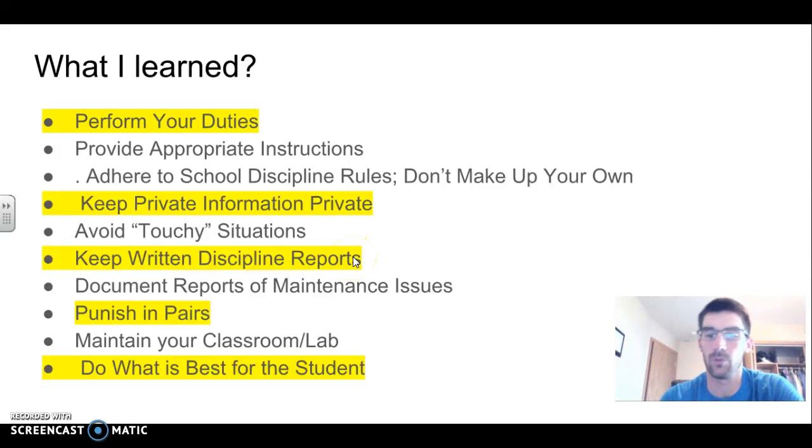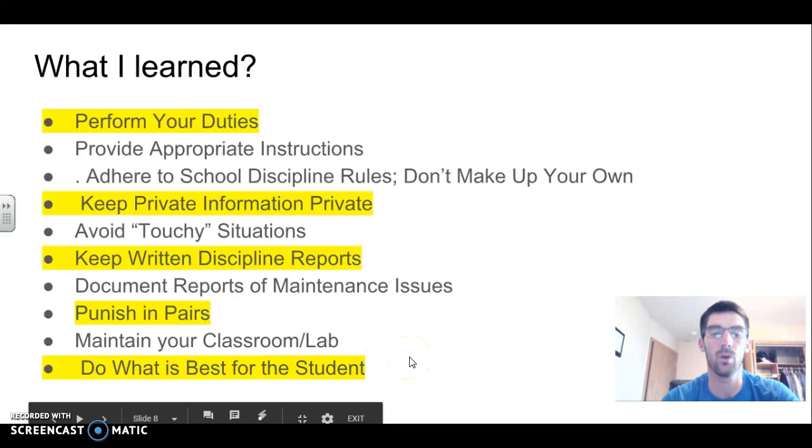Keep written discipline reports. We have a discipline form where we write down what happens and what measures need to be taken. I think that's very important, where we can go back and look at a student's history. Punish in pairs. Don't be by yourself during certain times where it could be a one-on-one situation or one-on-three where you're the only teacher and you have three students, because you don't want to play that game. Make sure someone else is aware of this and is in the room when you're punishing.